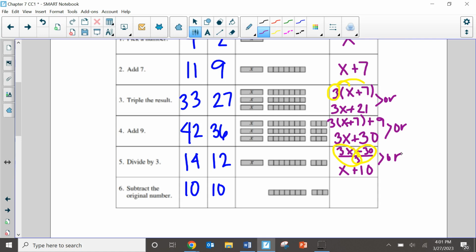So then from this step to the next, I subtract the original number, and remember our original number was x because we don't know what someone's going to pick. So we got rid of the x, which just leaves us with 10. So that is how you would write an expression for that. All right, go ahead, flip to the back.